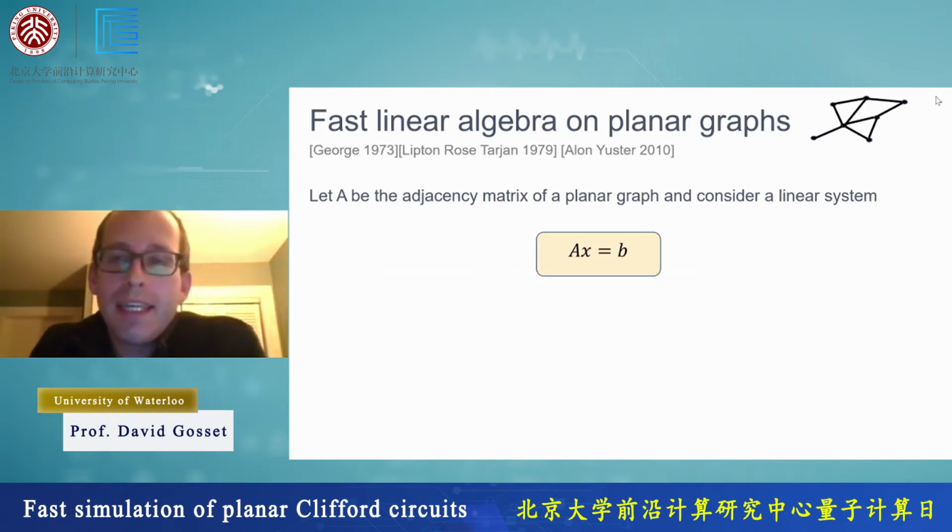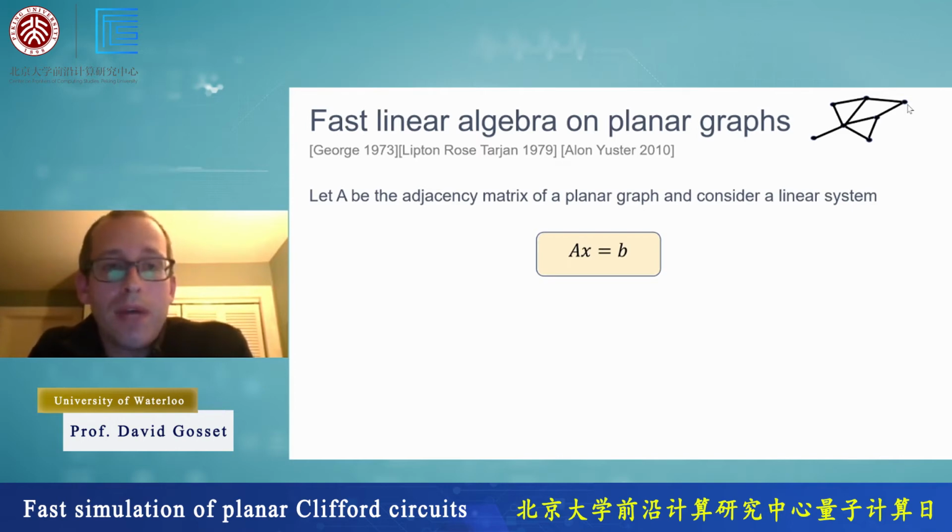Now, one reason to think that maybe you could improve the classical algorithm is that we know that there are fast versions of linear algebra for other linear algebra tasks on planar graphs. In particular, George in 1973 introduced something called nested dissection for solving linear equations with a kind of 2D structure, and that has been generalized by Lipton, Rose, and Tarjan to planar graphs, and then further generalized by Alon and Yuster to the version that I'm going to tell you about on the slide.